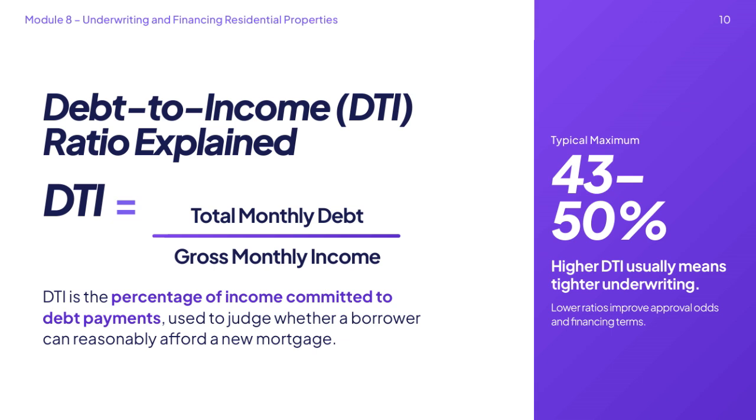Generally, lenders look for a DTI in the range of 43% to 50%, but often, the lower your ratio, the better your chances are of getting approved with favorable loan terms. A higher DTI indicates more financial strain, which means underwriting is tighter and lenders may be more cautious. So, maintaining a lower debt-to-income ratio not only improves your likelihood of approval, but can also lead to better financing options and interest rates. Understanding DTI is essential for responsible borrowing and successful mortgage approval.